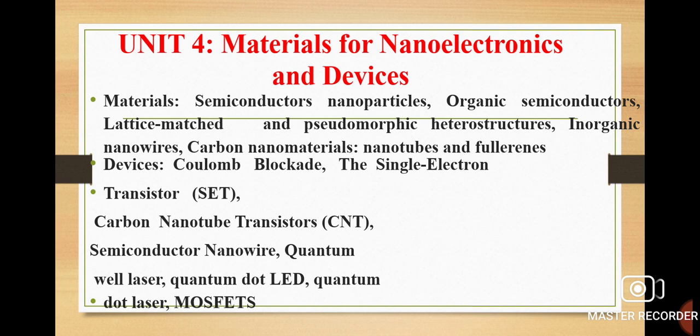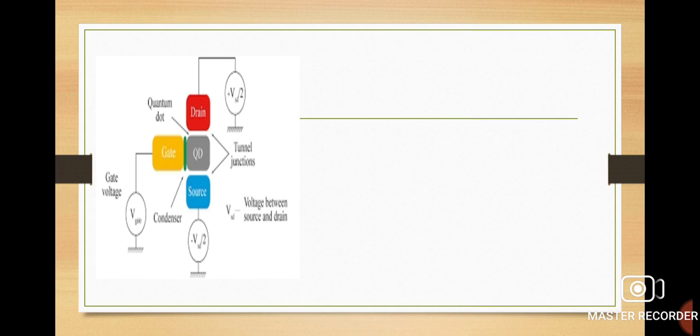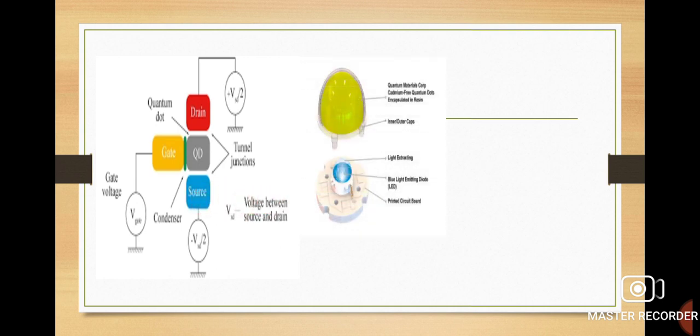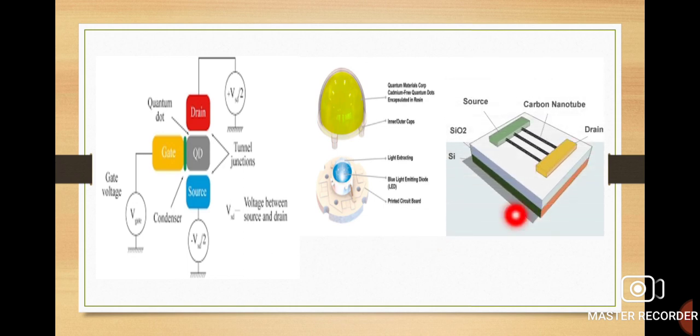The first one is Coulomb blockade. You just see here, this is QD. Here you have the drain, gate, source. I think you are familiar with this terminology. The next one is quantum LED, that we are going to study in the last chapter. I am going to show you the examples only. Here we have the nanotube transistor. These are the nanotubes, and this is the transistor that we are going to study in the last chapter.